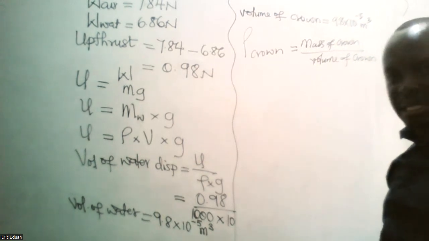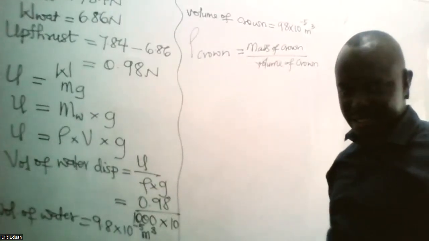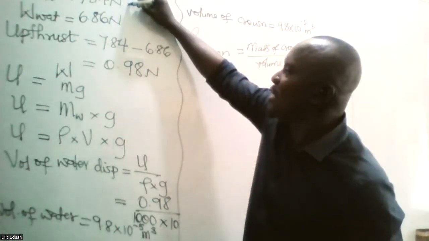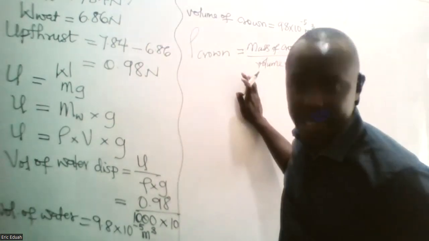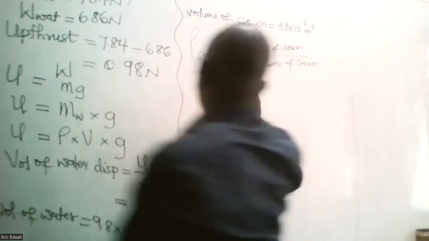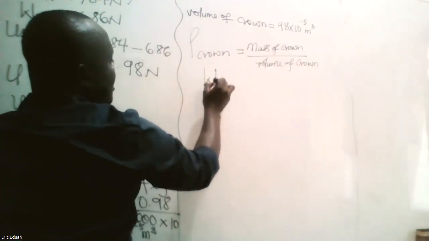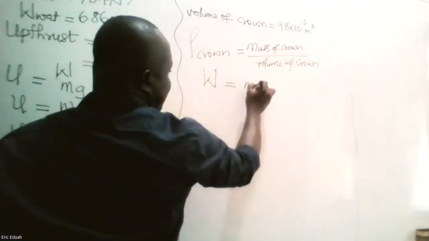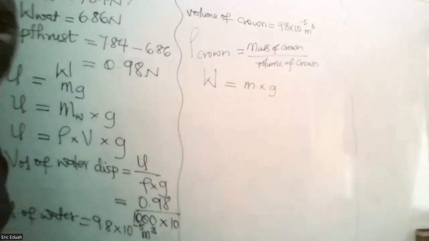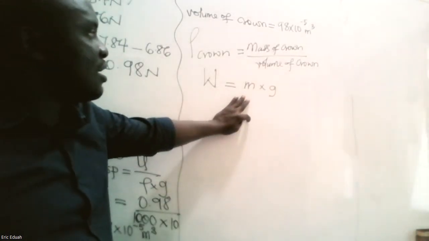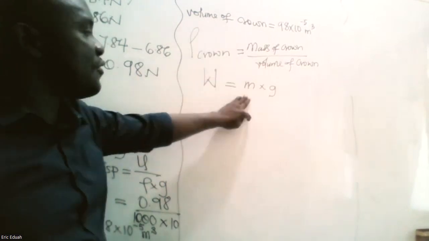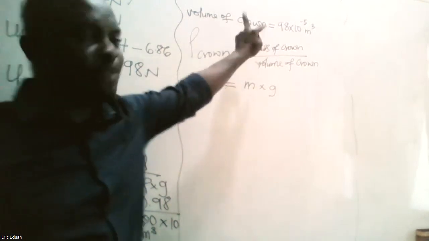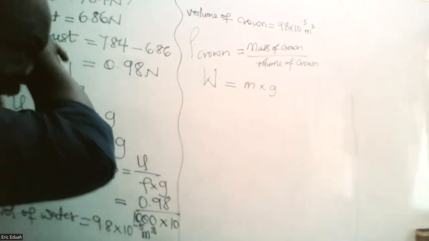Yes, this will also take us there, but I will not use that. This is because I have the weight of the crown in air, which is the real weight. So, because weight is equal to mass times gravity, having the volume, you make mass the subject, divide and then bring it here. That would also do, but there's another alternative.